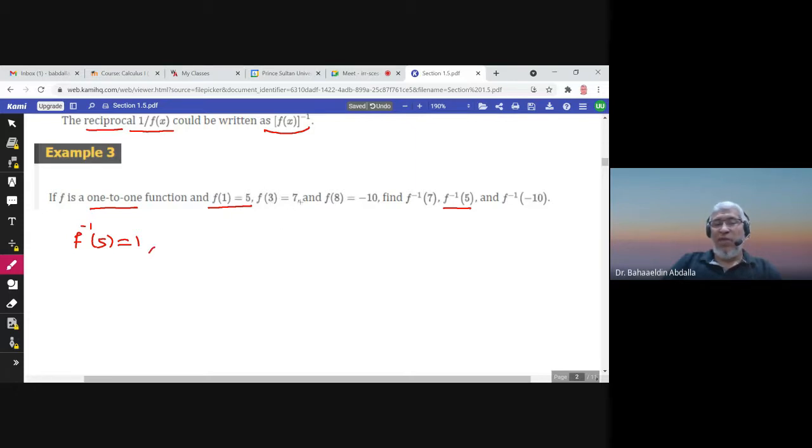F takes 3 to 7. So f inverse of 7 should be 3. F takes 8 to negative 10. So f inverse of negative 10 is 8. All right.